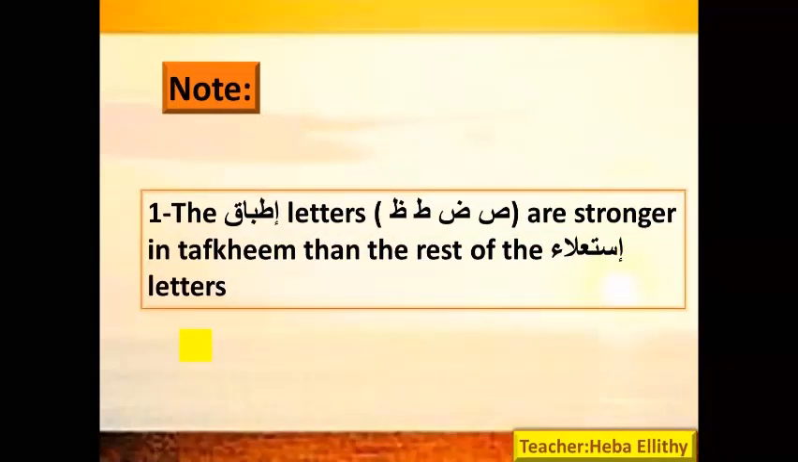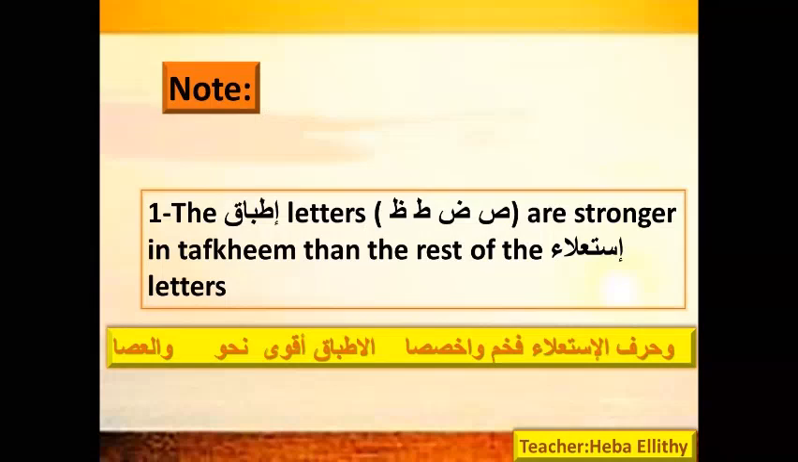The إطباق letters صاد and ضاد and طا and ظا are stronger in تفخيم than the rest of the استعلاء letters. What's the rest of the استعلاء letters? قاف and خاء and غين. So صاد and ضاد and طا and ظا are heavier, or stronger, in تفخيم than قاف and غين and خاء. This is my first note.